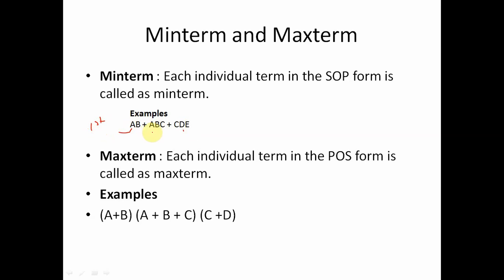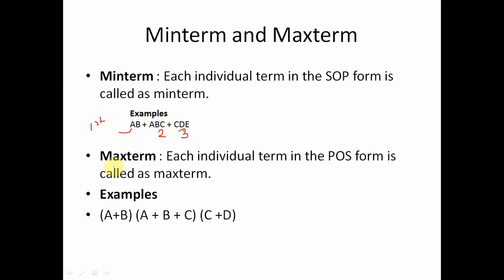This one is the first min term, this is the second min term, and this one is the third min term. Min term is nothing but each individual term. In this example, AB is the first min term, ABC is the second min term, and CDE is the third min term.